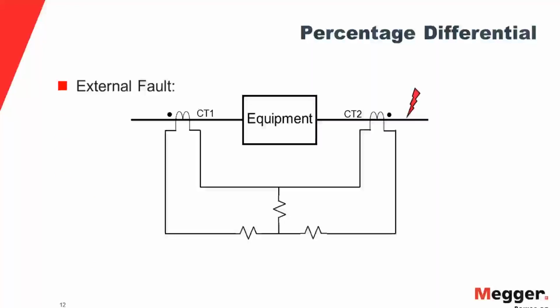In the real world, the operating current is not always equal to zero. It is pretty close to zero during a normal operating condition, but it is never actually equal to zero in a steady state condition.